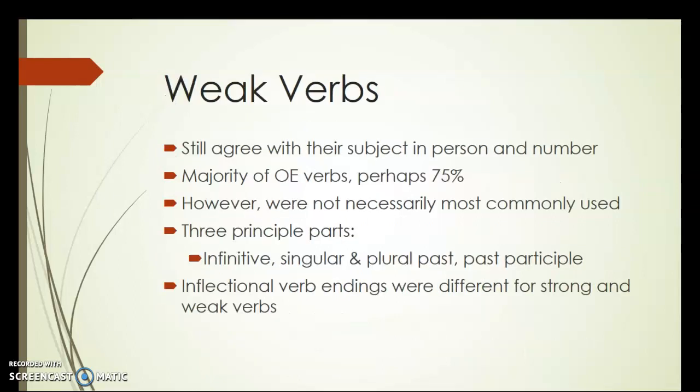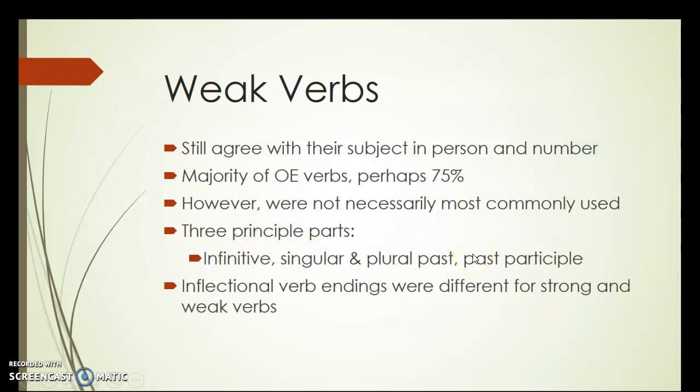Weak verbs, then, still agree with their subject in person and in number, just like strong verbs. The majority of Old English verbs are weak verbs, maybe as high as 75%, but usage and existence are not necessarily directly proportional. Weak verbs only had three principal parts: the infinitive, singular and plural past tense, and the past participle.